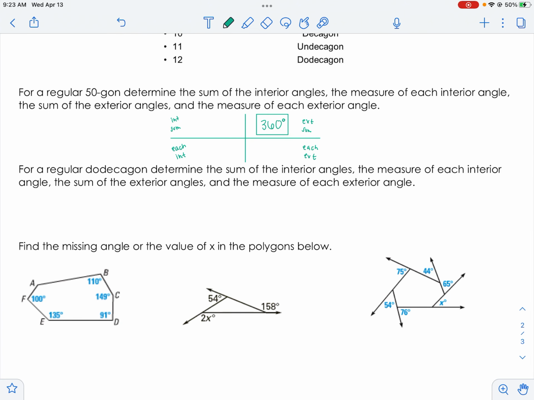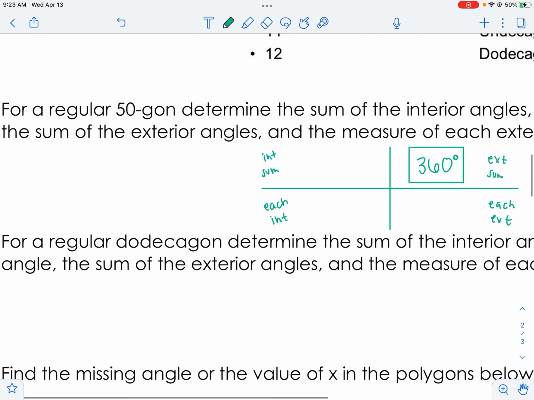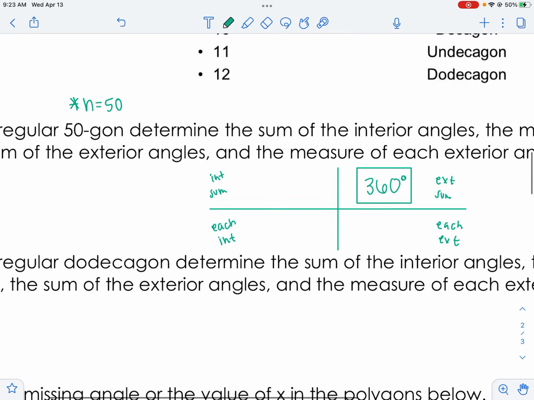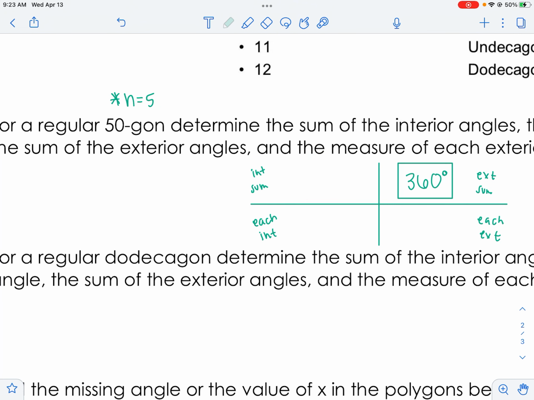So if we go back, it said that it was a regular 50gon, which means that n is 50. So this shape has 50 sides. It's a lot. So to find my interior sum right here, remember that my formula was n minus 2 times 180. So I'm going to take 50 minus 2, and hopefully you can do some of this mentally, so mental math. So 50 minus 2 is 48, and then 48 times 180, we'll go to the calculator and type that number in. It should be pretty big. That makes the interior sum 8,640 degrees.